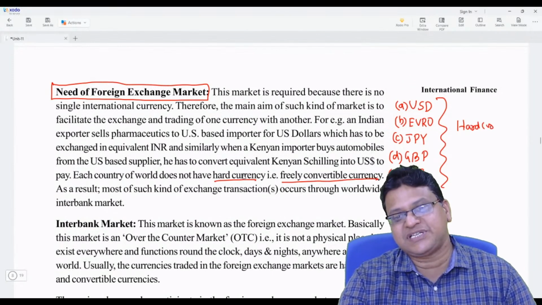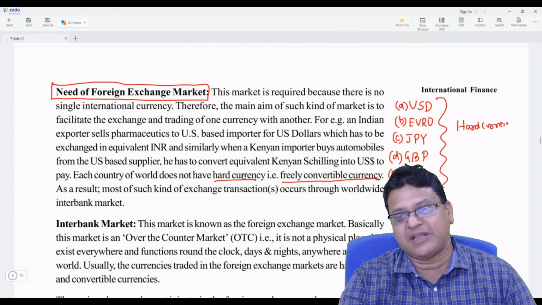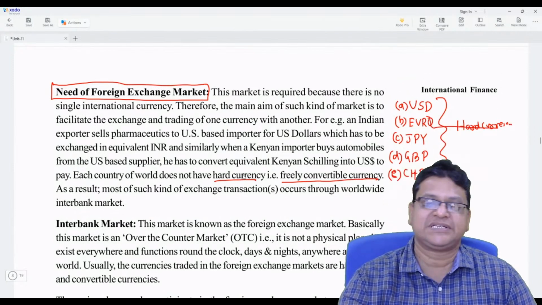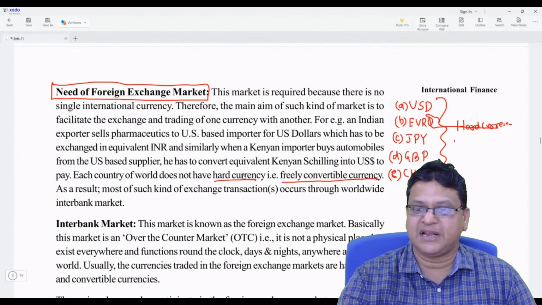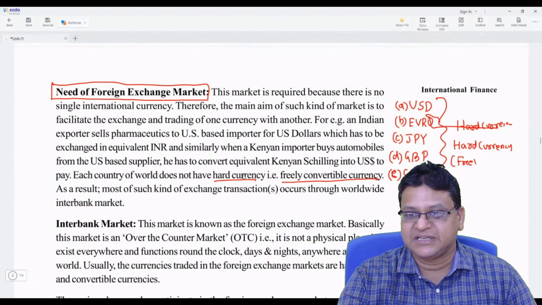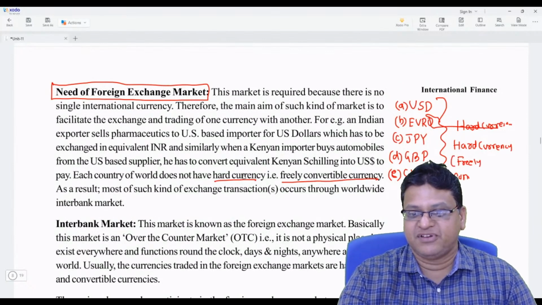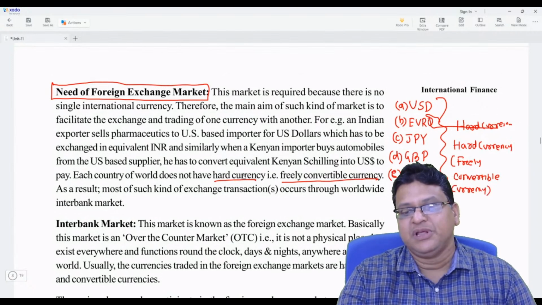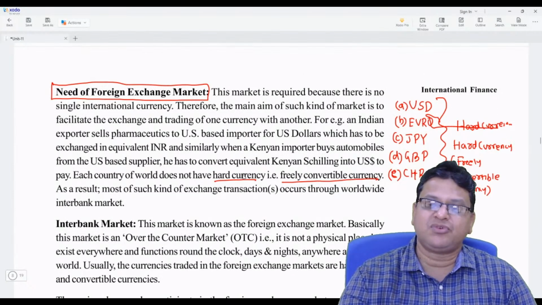What is hard currency? Which are freely convertible. Hard currency are freely convertible currency. What is freely convertible? You can convert any amount of currency.